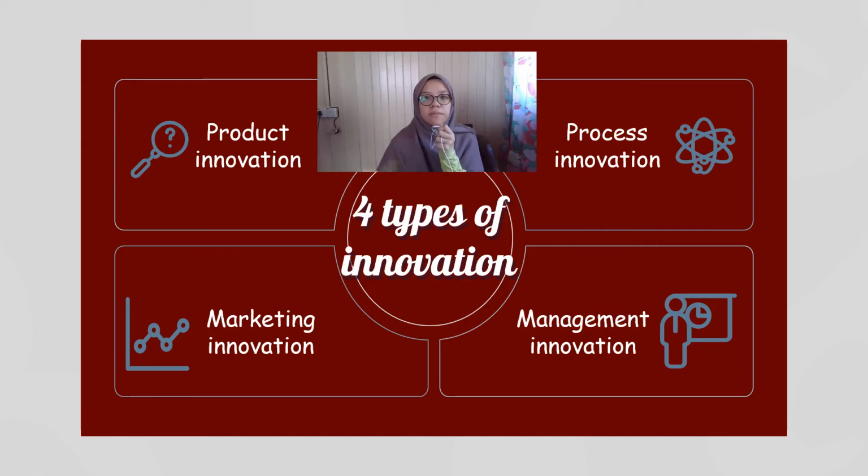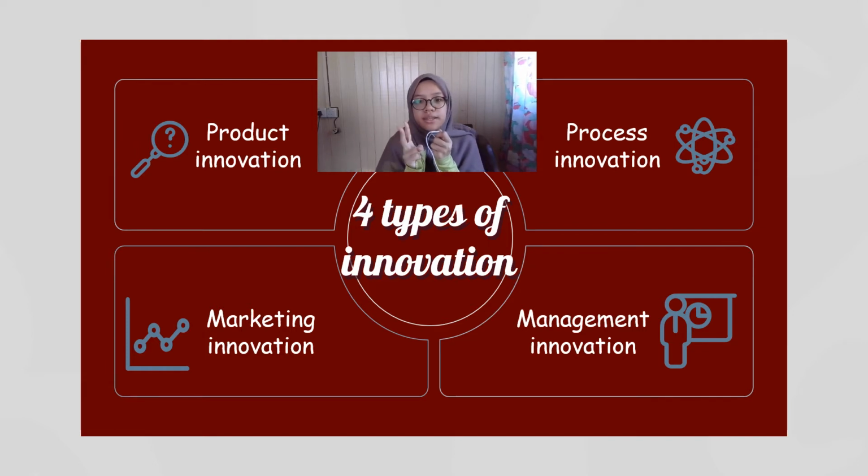Another interesting point in this chapter is that the author has stated that the outcome of the innovation process can be further classified into 4 types. The first type is the product innovation, the second type is the process innovation, the third type is marketing innovation, and the fourth type is management innovation. For the first type, the product innovation, it will result in a new product or service with enhancement as compared to the old product or service.